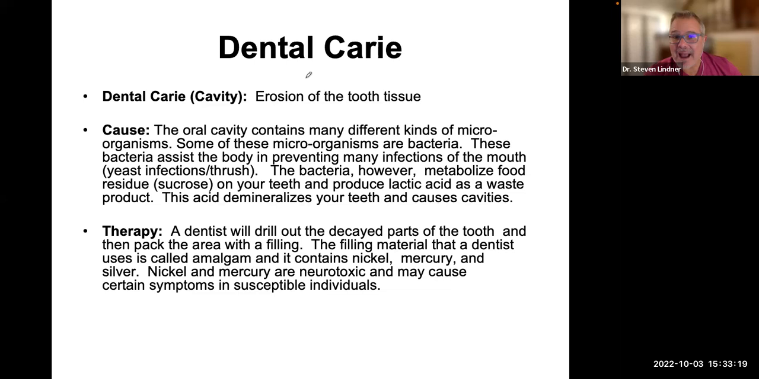A dental carie. This is a cavity, right? The sophisticated name for a cavity is a dental carie, which is the erosion of the tooth tissue. The oral cavity contains many kinds of microorganisms, and some of the organisms are bacteria. There are good bacteria in the mouth, and there are some that could be bad.